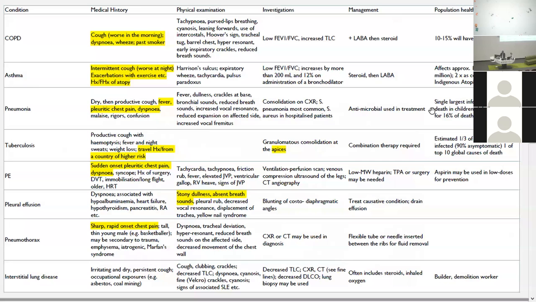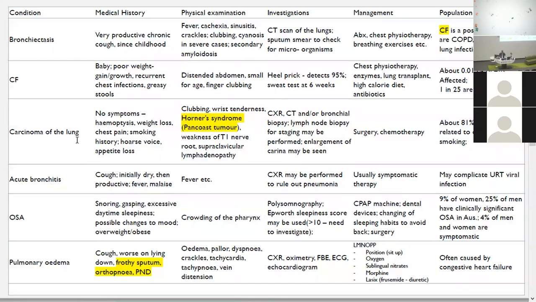Yes, so this is also from last year's revision slides. You can go through this. This is just all the different conditions and how they tend to present. Carcinoma of the lung, especially at the apexes, is where you get your Horner syndrome. So when you're doing a resp exam, why do you look for facial droop and anhydrosis? That's why. Pink frothy sputum, APO, pulmonary edema. Wherever you see that, don't even think twice about it.